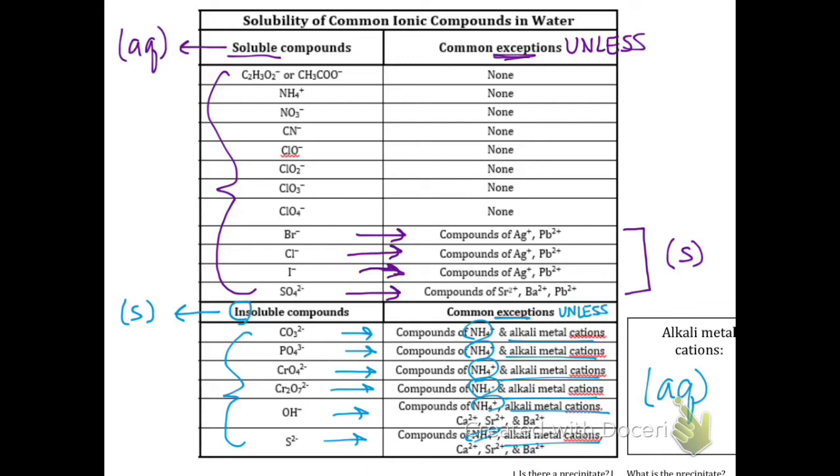Okay, hydroxide and sulfide down here have more exceptions. So if you see it attached to any of these, or sulfide with any of these, then it becomes the opposite, which is aqueous. Okay, so you're going to use this chart. You don't have to memorize it to determine which compounds are aqueous and which compounds are solid on the next practice page. Good luck.